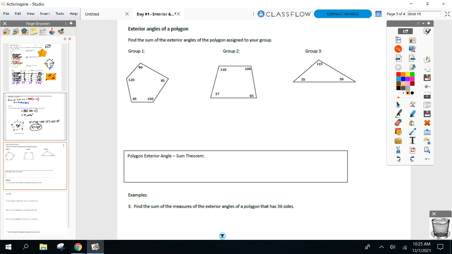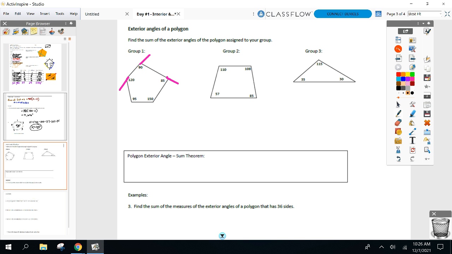What you are going to do is find every exterior angle and add it up for me. So group 1, for instance, 85 is the interior. What's its exterior? 90 is the interior. What's its exterior? 120 interior. What's its exterior? And then add them all up. I just want to know what they all add up to. So go ahead right now and do that, and then converse in your group. Make sure you're all on the same page.